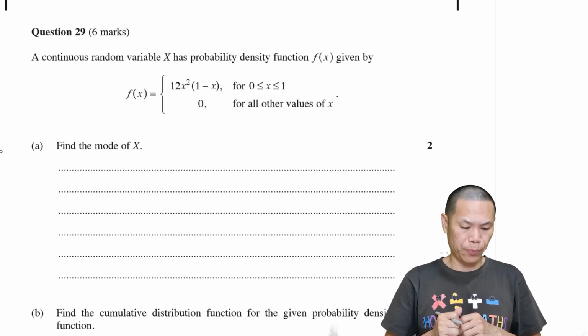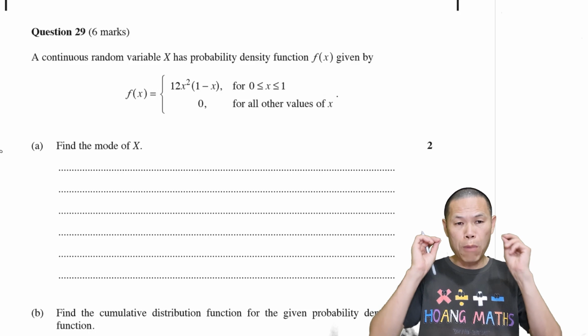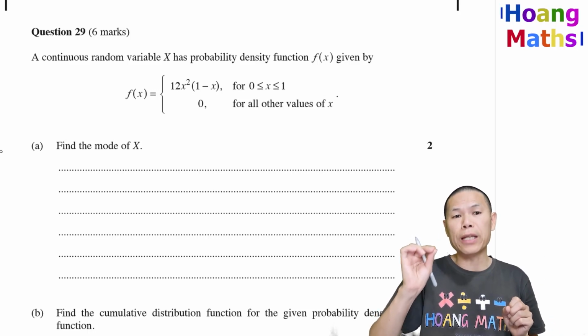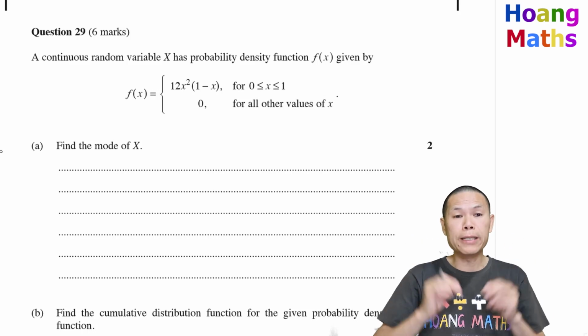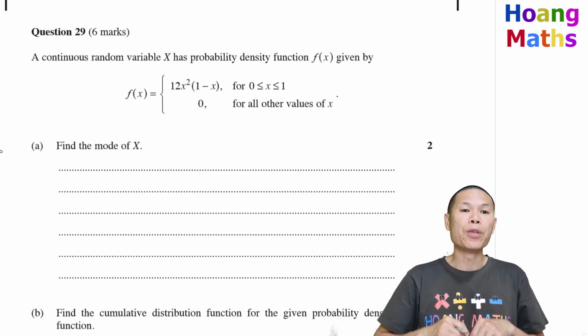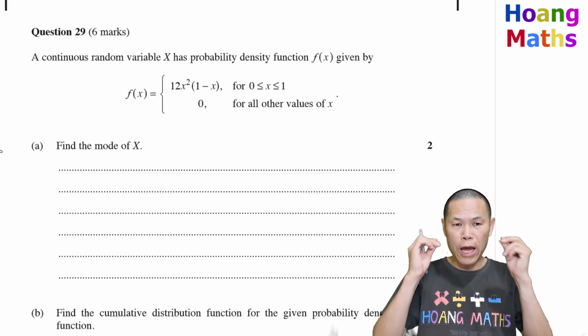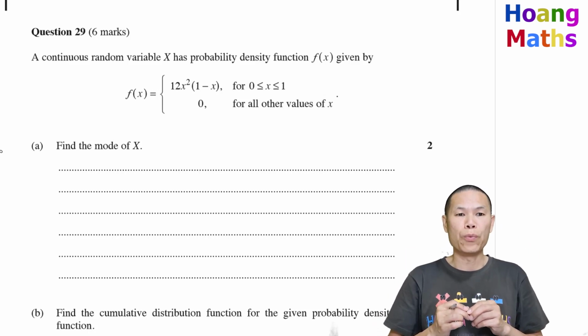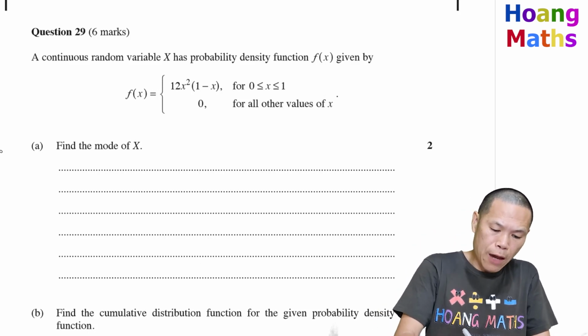Question 29. We need to find the mode of x. So the mode is the x value that gives the maximum value of f(x), the probability density function, if you like. To work out the maximum value of f(x), f'(x) must equal 0. So let me just write f(x) down first. This is f(x) here.